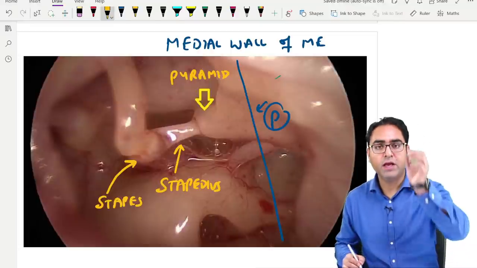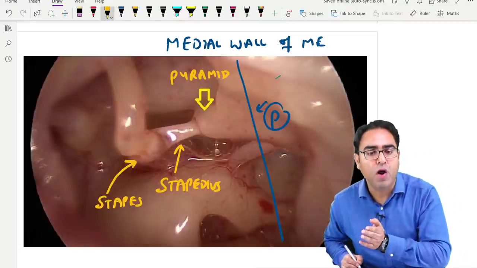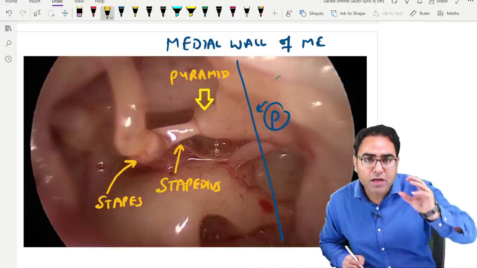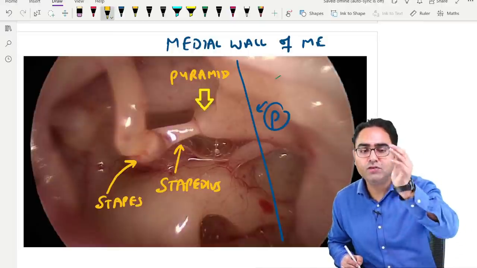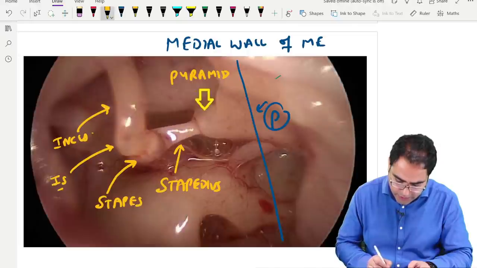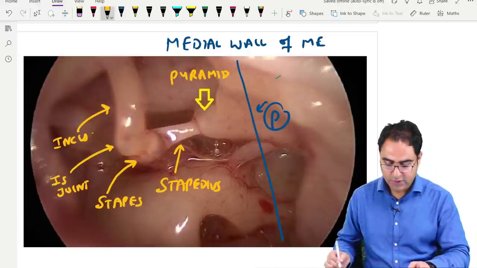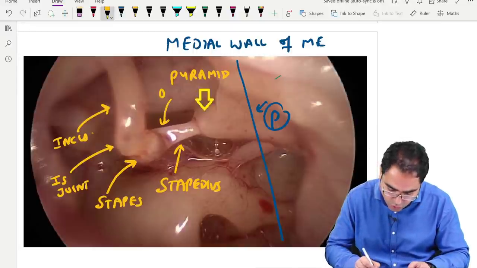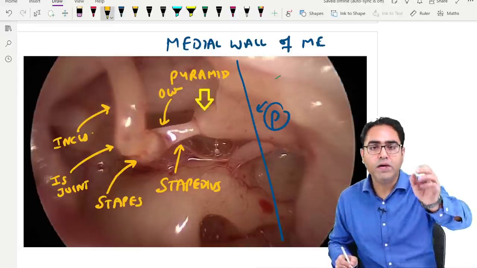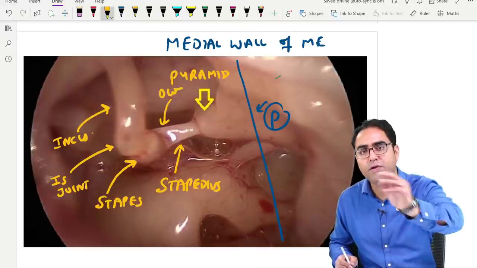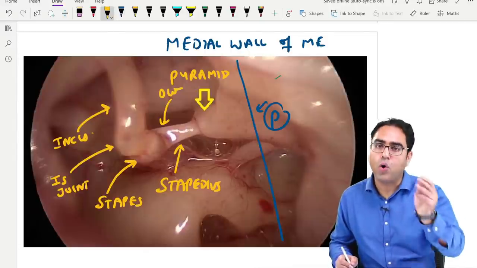Okay, once again, please see. The blue line represents the posterior wall. On the posterior wall, there is a projection called pyramid. From the pyramid, one muscle is coming out called stapedius, and that attaches to stapes. Now, this is what? Incus. This is which joint? Incudostapedial joint. If this is stapes, then this area has to be the oval window. Why? The stapes footplate is attached at the oval window.